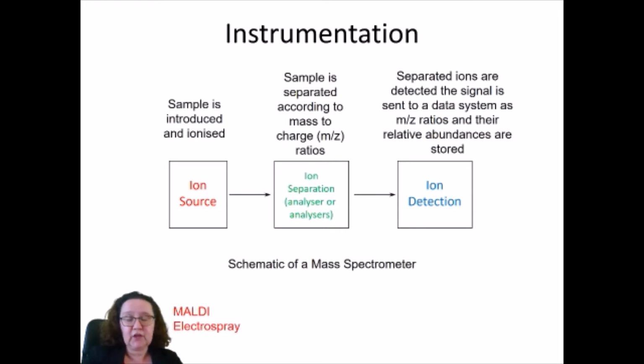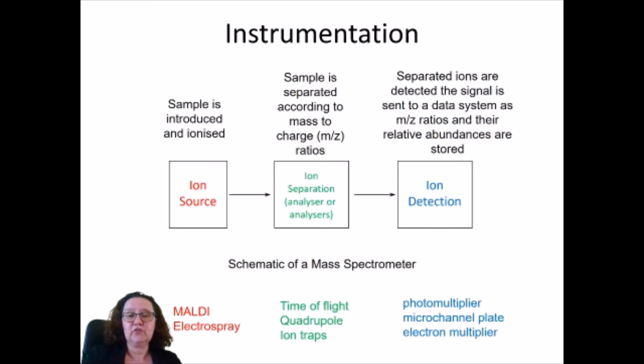In protein identification or in biological applications of mass spec, the ionization source is either MALDI or electrospray. The ion separations can be time of flight, quadrupole, or ion traps. And finally, as ion detection methods, you can use a photomultiplier, a microchannel plate, or an electron multiplier. In this video, I will be looking briefly at the ion sources and the ion separations that make up the most common mass spectrometers used for mass spec of biomolecules.